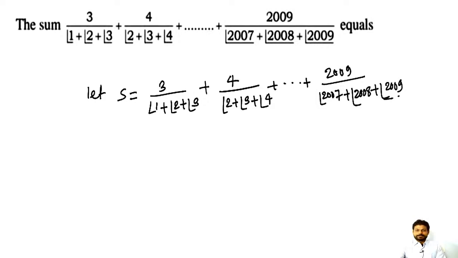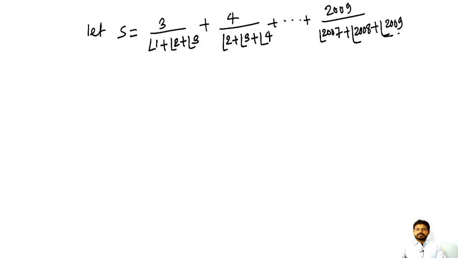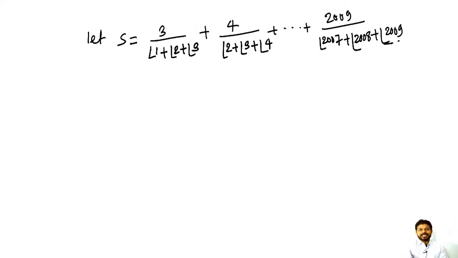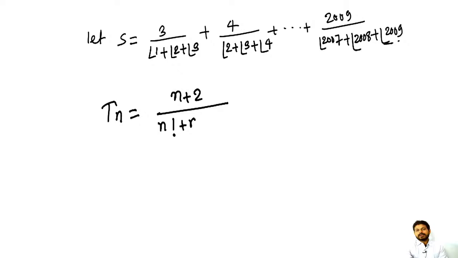Okay, now let me make it some thicker. We'll just try to find the general term, that is the nth term. So what will be the nth term of this series? It will be n plus 2 divided by n factorial plus n plus 1 factorial plus n plus 2 factorial, right? Okay, now we'll do some simplification and let us see.